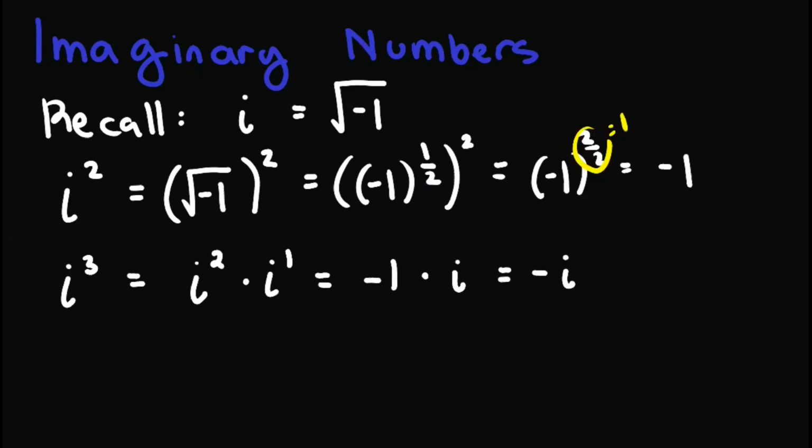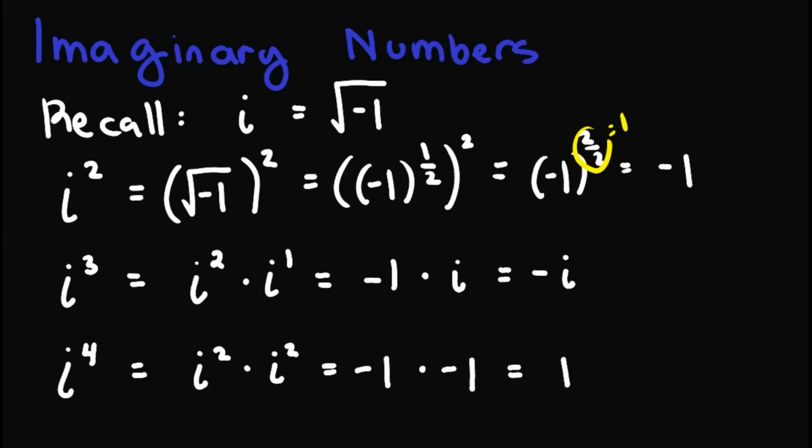Let's try to check i raised to 4. I raised to 4, we can write as i squared times i squared by laws of exponents. We know that i squared again is equal to -1. So this one is equal to -1 times -1, which is simply equal to 1.